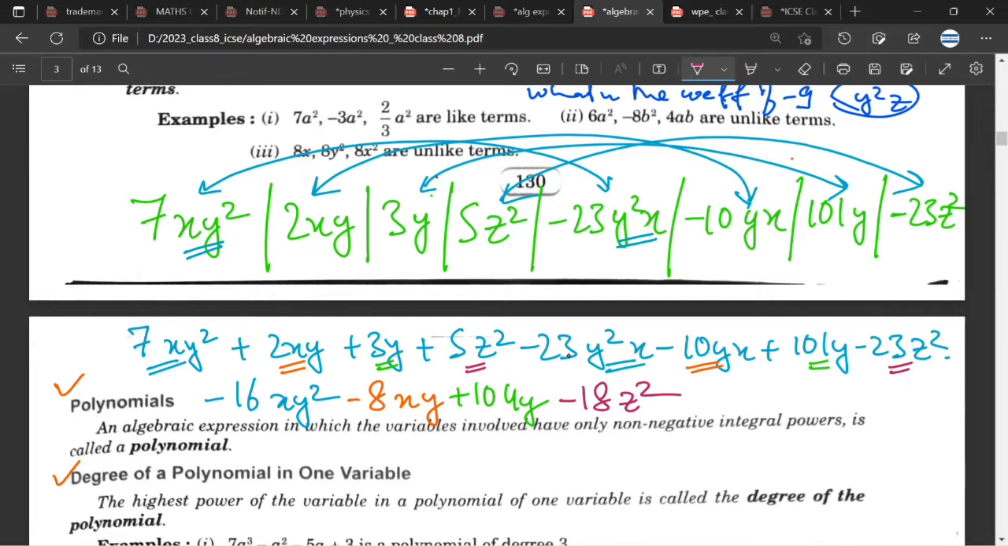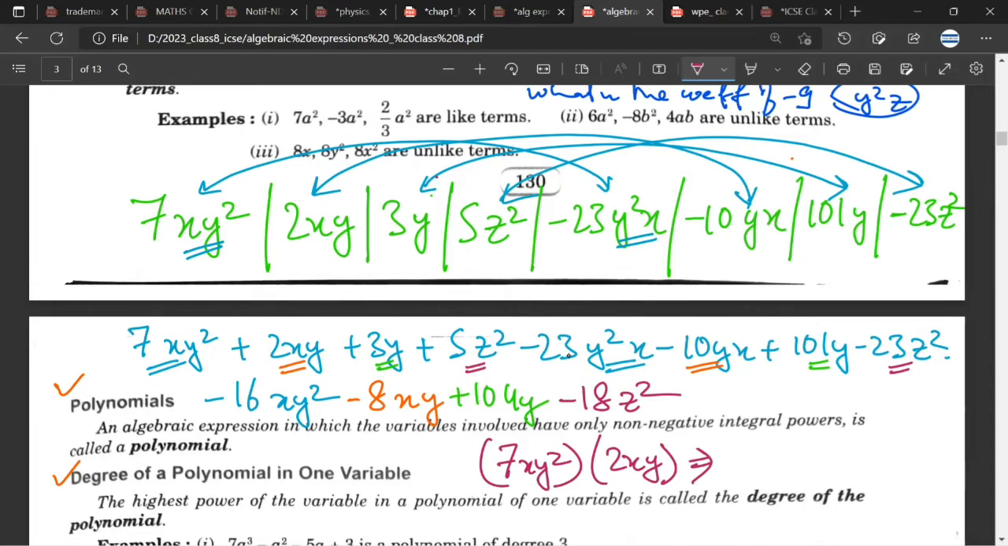Now I'll give you another example. We won't be spending much time on it. So for example, if the question was 7xy square multiplied by 2xy. Now both of these are unlike terms, because one of them is xy square, the other is xy. Now they can't be added or subtracted to each other, but they can be multiplied with one another. Division is also okay.